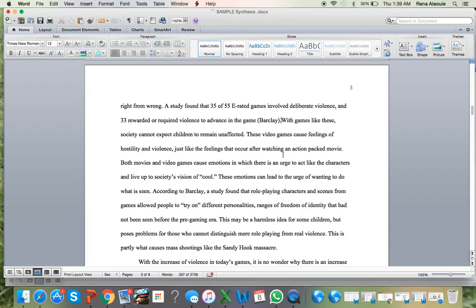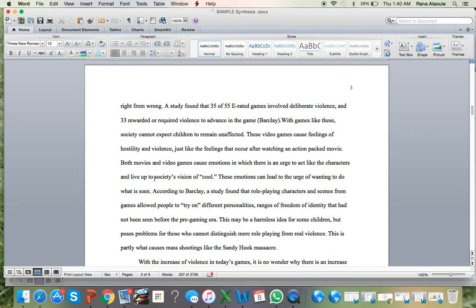With games like these, society cannot expect children to remain unaffected. These video games cause feelings of hostility and violence, just like the feelings that occur after watching an action-packed movie. Both movies and video games cause emotions in which there is an urge to act like the characters and live up to society's vision of quote-unquote cool. These emotions can lead to the urge of wanting to do what is seen.